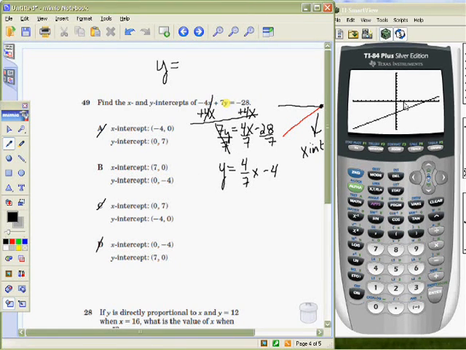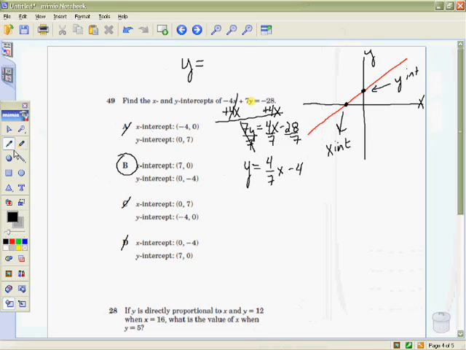Let's look at our x-intercept. 1, 2, 3, 4, 5, 6, 7. So it's 7, 0. So the answer is B. So if you can solve for y, the calculator does the rest of the work pretty easy. Now, let's go back to what I was saying that I think is going to be the easiest way to work the problem.